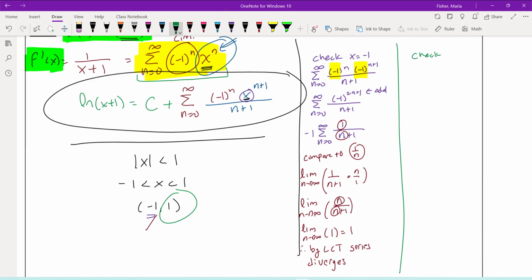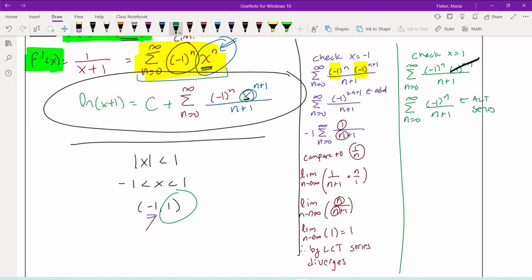If I check x equal 1, we're looking at the sum from n equals 0 to infinity of negative 1 to the n, and then that would be 1 to the n plus 1 all over n plus 1. Well, 1 to the n plus 1 is just going to be 1, and if I'm multiplying by 1 when I'm adding infinitely, we can ignore it because it's the multiplicative identity, so I don't worry about that guy, and I can just rewrite this as the sum from n equals 0 to infinity of negative 1 to the n all over n plus 1. Well, what is this? That's an alternating series.